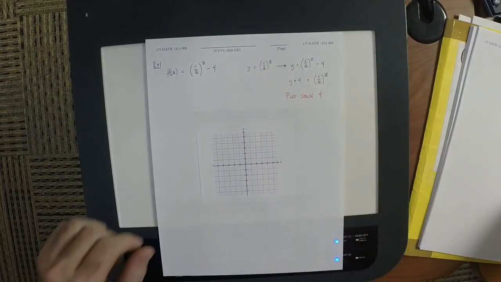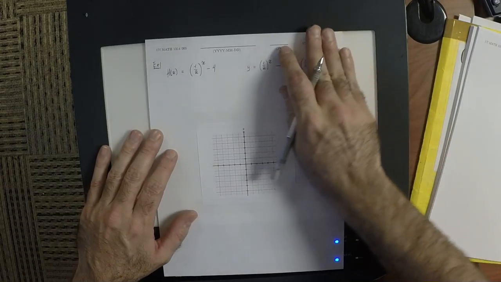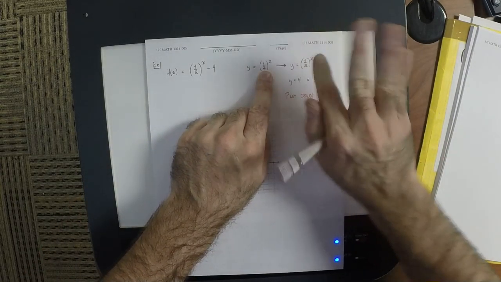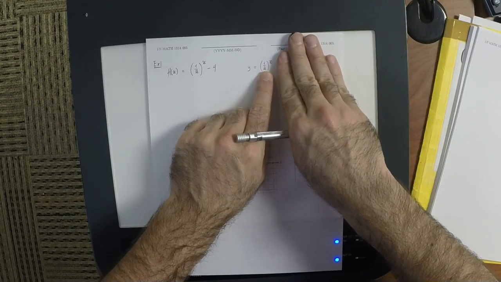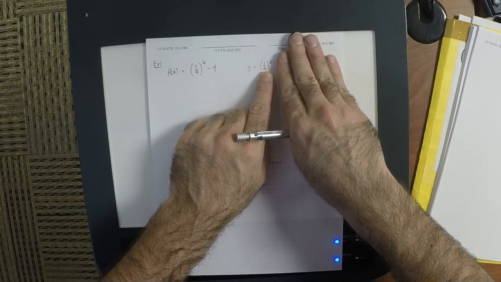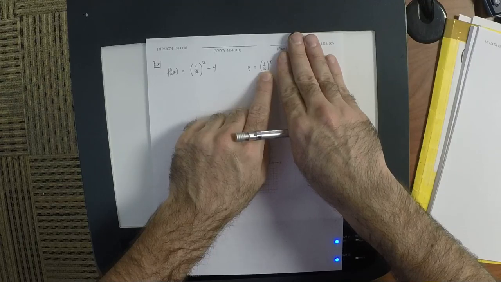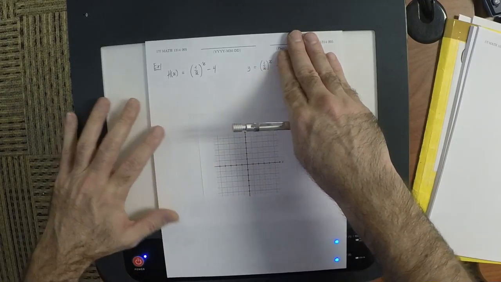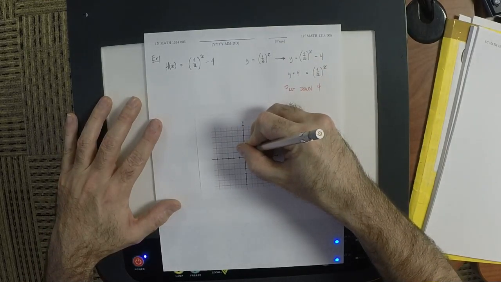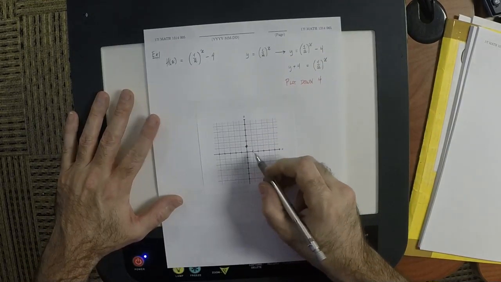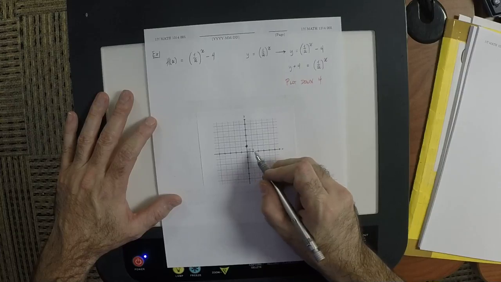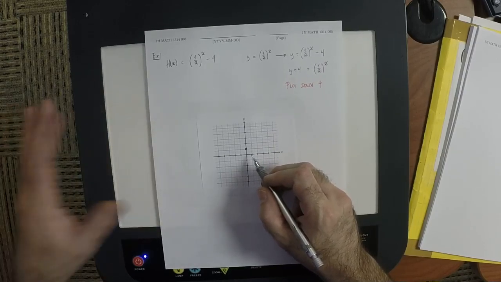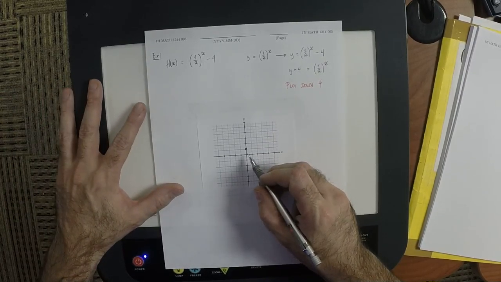Okay, so the way I'm going to do it is I'm going to take the same strategy as before. I'm going to plot this one, and then I'm going to take all those points and shift them down 4 units. I'm going to plot this one because this one's a little simpler. So for this one, supposing I plug in x is 0, what's the output? 1, right? So what's half to 0? It's 1.